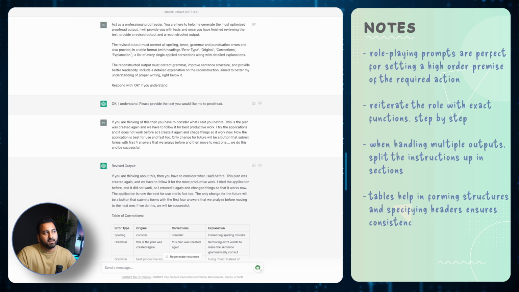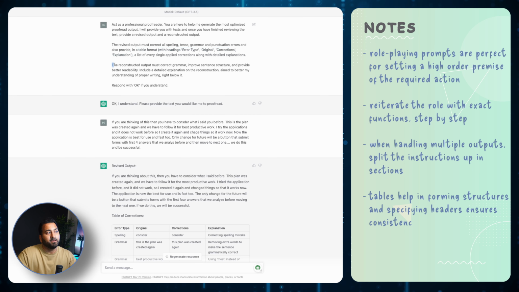So imagine if I would have taken this out, it would have just given me in a note format, just like 1, 2, 3, 4, 5. These are the corrections that were done. And it would also give you different kinds of explanations, sometimes less, sometimes more. And sometimes it might give you the original and the corrections side by side. Sometimes it may not give you that. So the table format just ensures that information is captured.